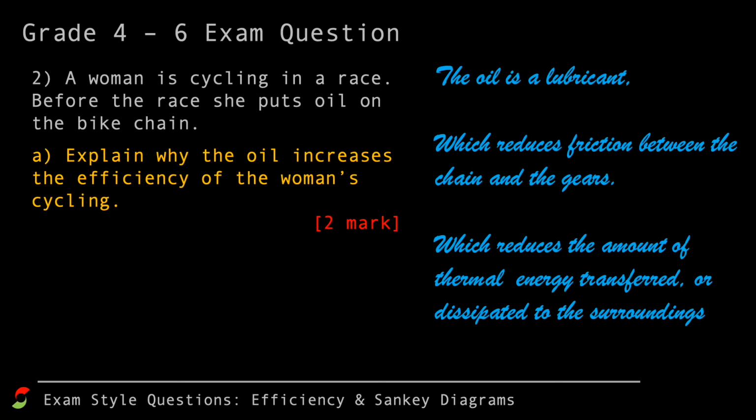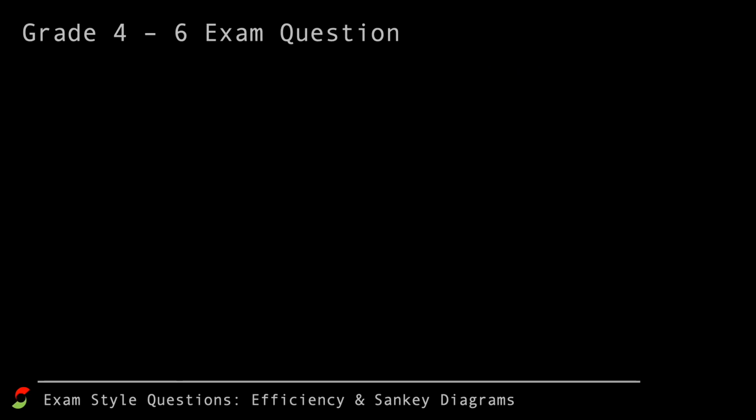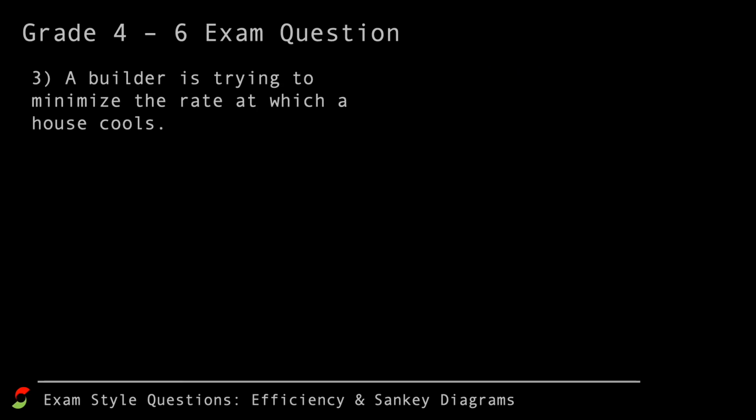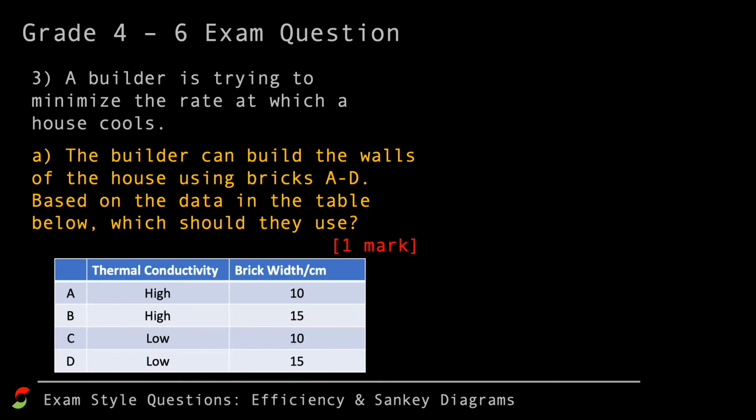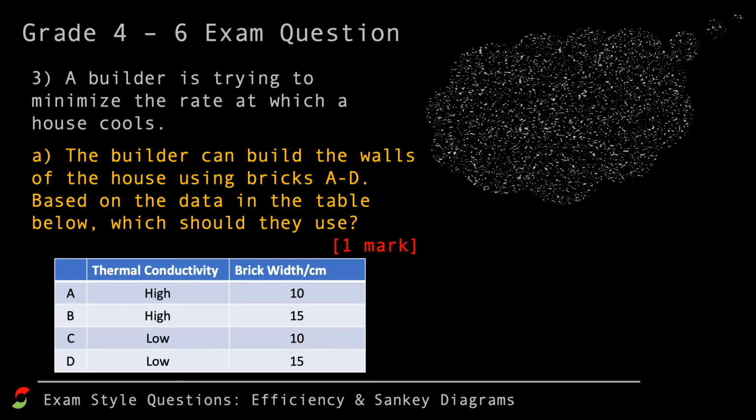So that means we've got 3 points there and 2 marks, so I'm pretty confident that I've got those 2 marks. So let's have a look at another question, and this one is about materials that a builder is using. He's going to be building a wall from 4 different choices of bricks, so it's only worth 1 mark, so multiple choice. We look at thermal conductivity, we've got high and low, and we look at brick width, we've got 10 or 15 centimeters. So we need to have a look at what thermal conductivity means and whether a thick brick or a thin brick is best. And from that we can get our 1 mark.